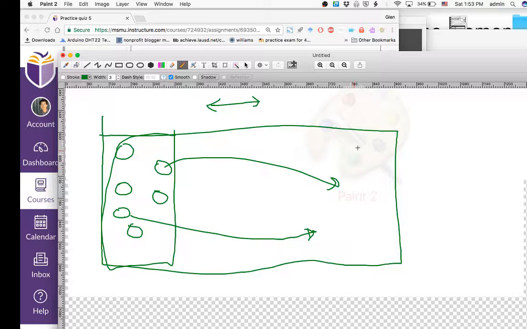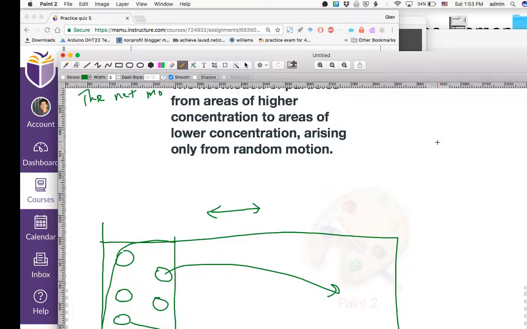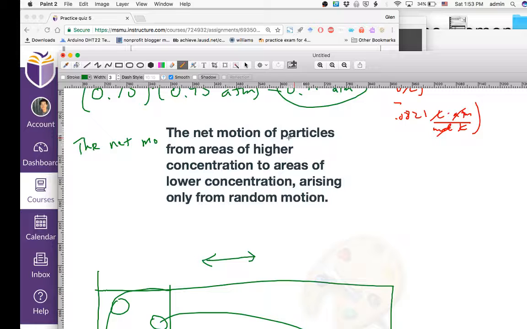So, anyways, that's diffusion. The net motion of particles from a place where they're crowded to some place where they are not crowded, just by randomness. And that's it.